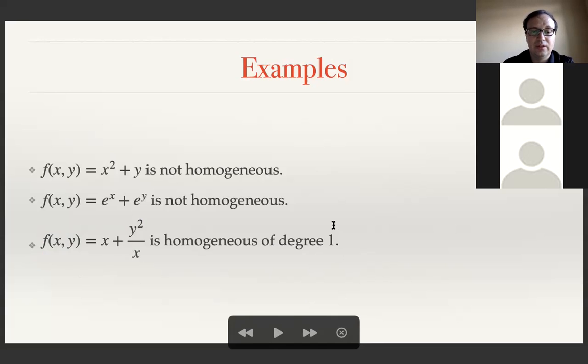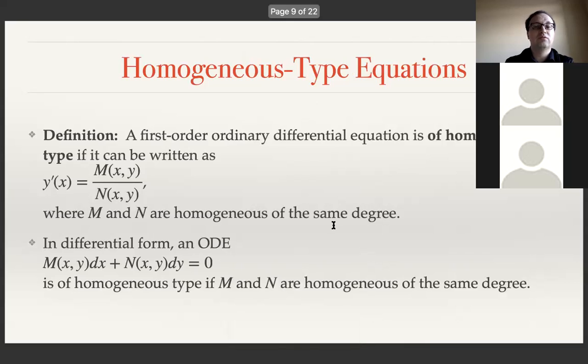Let's see. So finally, we get to the definition of a first order equation of homogeneous type. Namely, a first order ordinary differential equation is of homogeneous type if it can be written as y prime equal to the quotient of two homogeneous functions, both of which are homogeneous of the same degree.